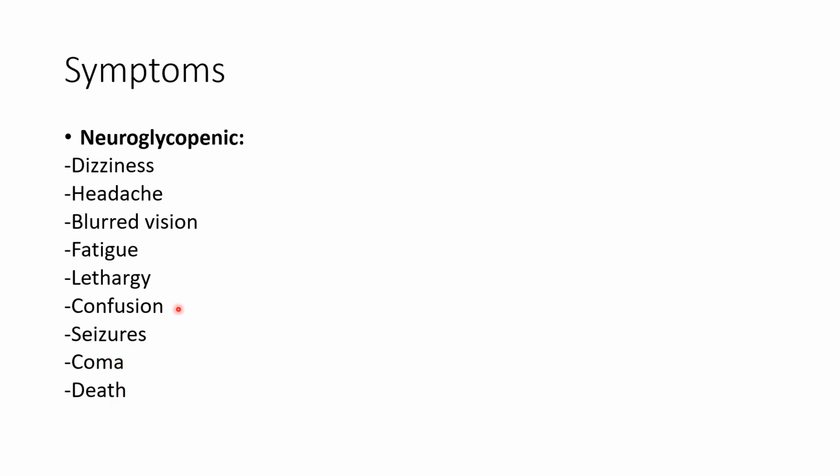I need to pause and let you know something here: sometimes people become confused, they talk irrationally, they behave strangely, and some people will think of a psychiatric disorder. You better check the glucose level first. It might be neuroglycopenic symptoms of hypoglycemia. So not all cases of confusion are actually due to a psychiatric problem or a metabolic problem beyond glucose level alone.